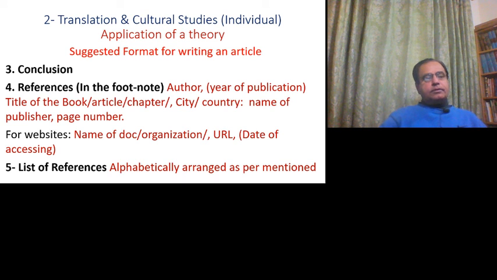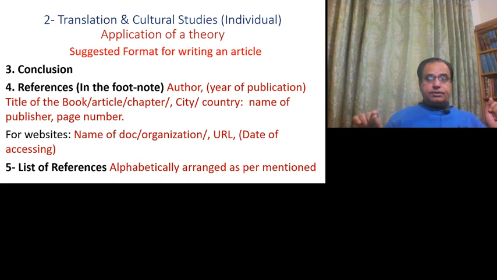Part number three can be, or should be, conclusion, actually, because introduction and conclusion are essential parts of any article. And number 4, references. Keep the references, of course, intact in the footnote. You will write the references in the footnote according to this arrangement: name of the author first, comma, within brackets year of publication, and then title of the book or article or chapter from the book, etc., and then comma, city or country, and then colon and name of the publisher, comma, and page number, full stop.